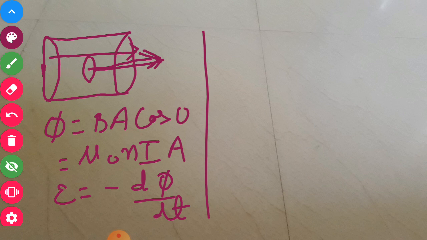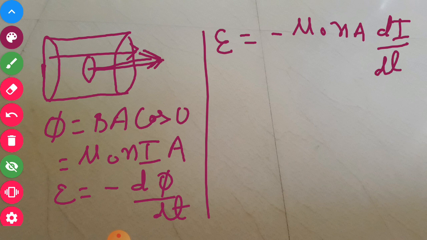So the induced EMF will be equal to minus mu 0 n A di by dt. Why di by dt? Because the current changes here. Mu 0, the number of turns per unit length, and the area of this small loop remain constant. Now this n is given indirectly as 15 turns per centimeter.